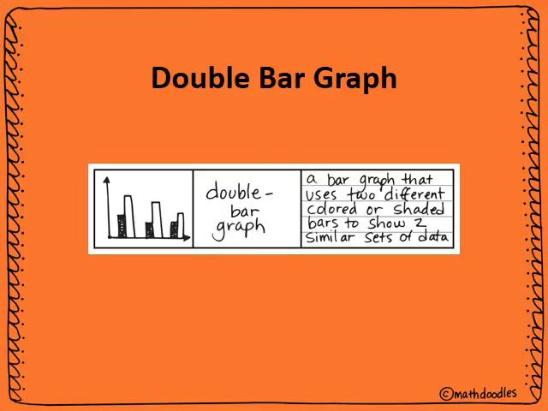The next one is double bar graph. So this is a bar graph that uses two different colored or shaded bars to show two similar sets of data. So it's going to have different categories, but it will have different numbers within that category. So you may have boys and girls, and then within the boys you have 6th, 7th, and 8th grade. And then in the girls you have 6th, 7th, and 8th grade. So that would actually be a triple bar graph. So you can have multiple bars showing different information for different groups. And again, you would use this to compare data.